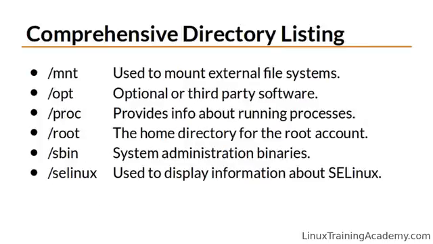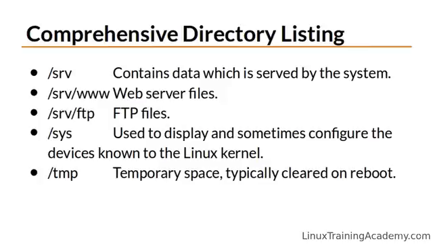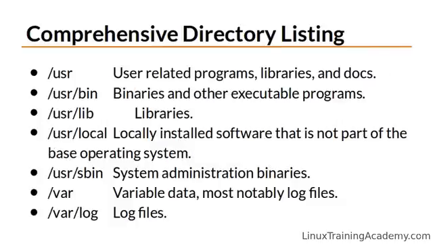We've already talked about opt. Some Linux operating systems use /srv as a location to place data that is served by the Linux server. For example, web files would be in /srv/www, or if it's an FTP server, maybe the files would be located in /srv/ftp. We mentioned earlier about /usr having subdirectories, /usr/bin, /usr/lib, etc.